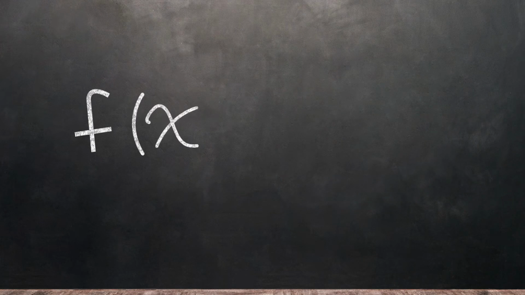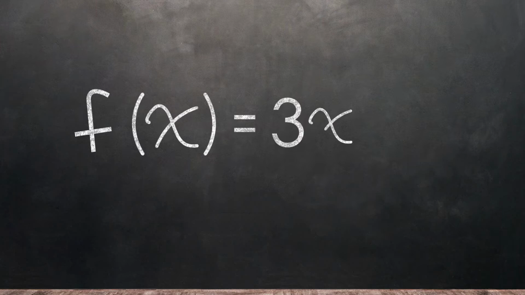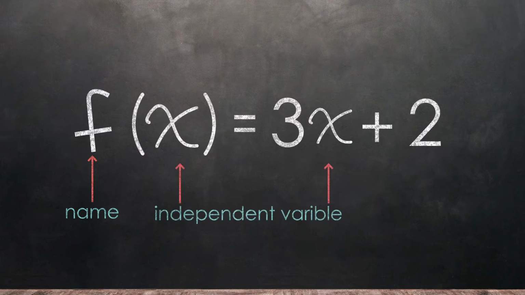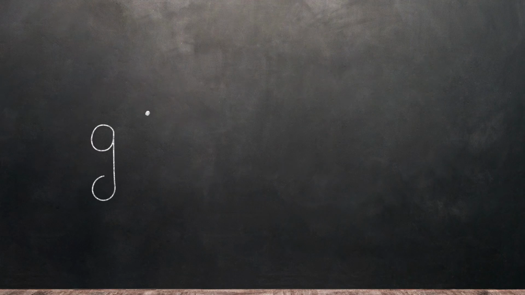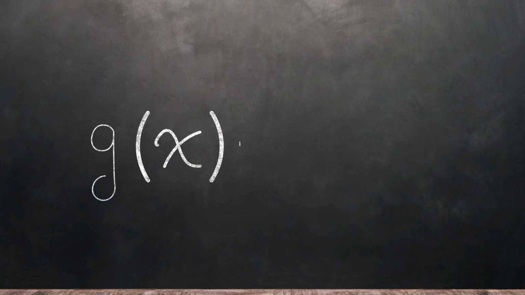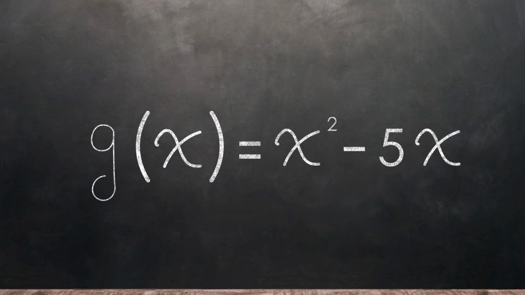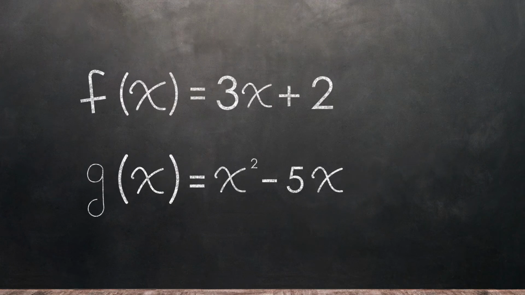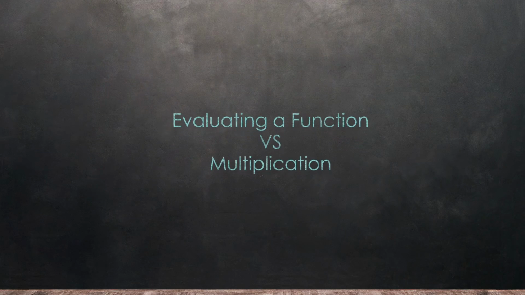Consider the example f of x equals 3x plus 2. The name of the function is f, and it's in terms of the independent variable x. Suppose we wanted to consider the function g of x equals x squared minus 5x as well. By using function notation, we can easily distinguish the two functions by their names, f and g, without having to write their full equations.